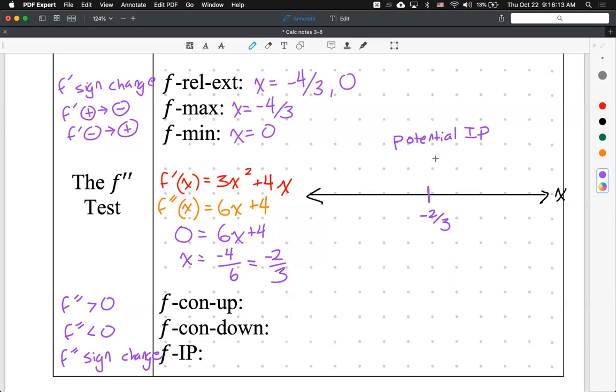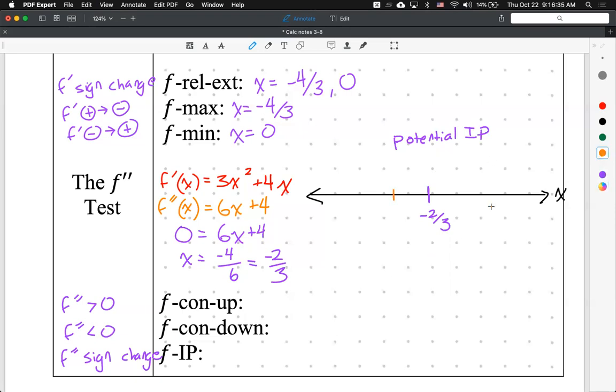Notice I gave some room because we might need to write something else there. So it's a potential inflection point up to this point. But we need to actually test some points to the left and right to check if it's positive or negative. If it has a sign change, then we can confirm it's not just a potential, it is in fact an inflection point.